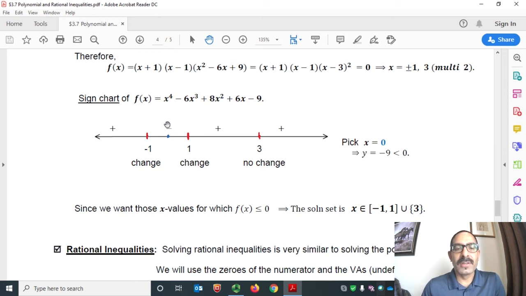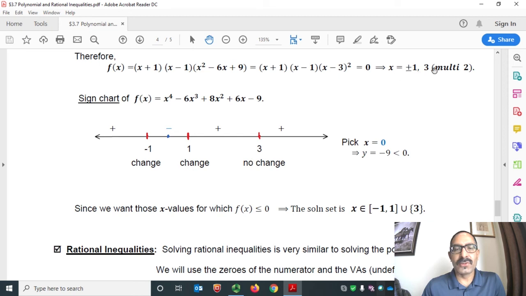Then use a change and no change approach. Since x equals plus minus 1 has multiplicity 1, that means we have a change. So the sign changes. So here the sign changes: minus becomes plus. And in this subinterval, again minus becomes plus.